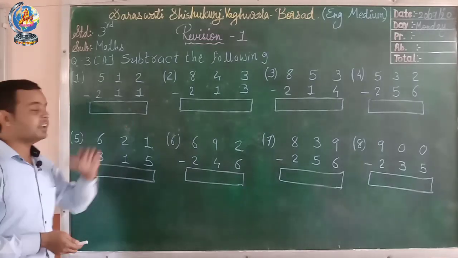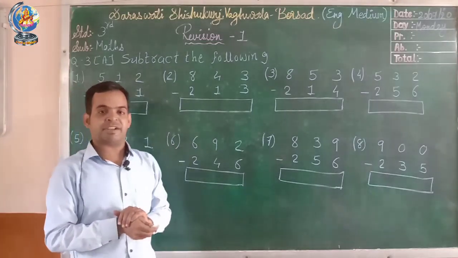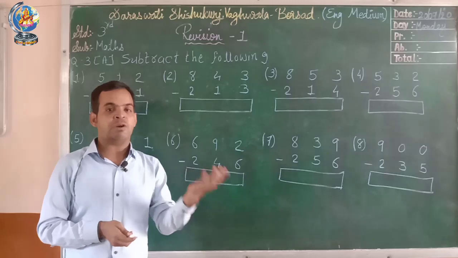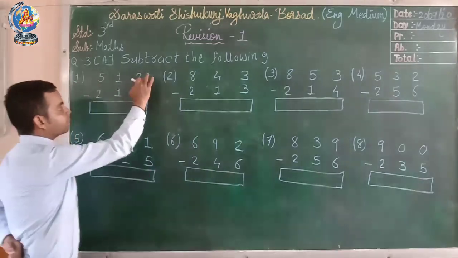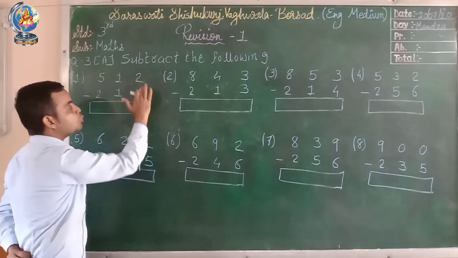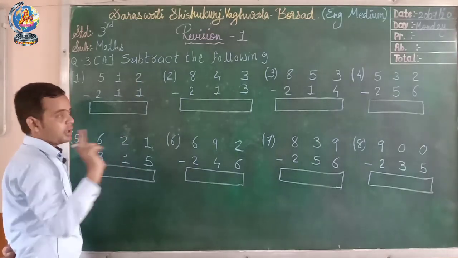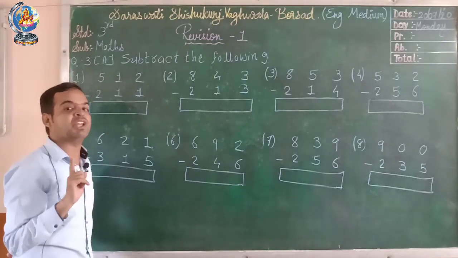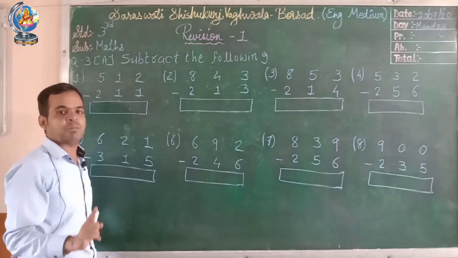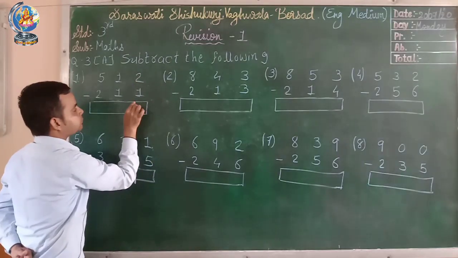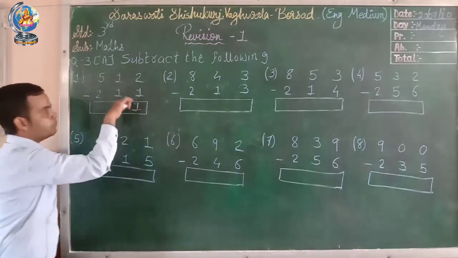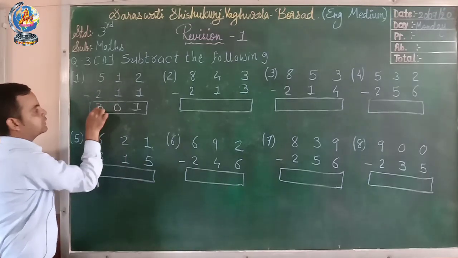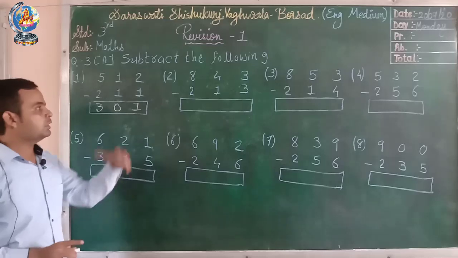In the earlier video we learned about the rules of subtraction, right? Whenever we do subtraction we have to start from the right side and go to the left side. So here we start from the right side. 2 minus 1: if you observe, 2 is bigger than 1, so we don't have to take borrow. 2 minus 1 is 1, 1 minus 1 is 0, and 5 minus 2 is 3. Understood about the first sum? Now the second sum.